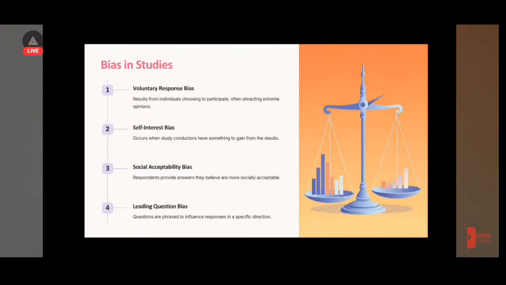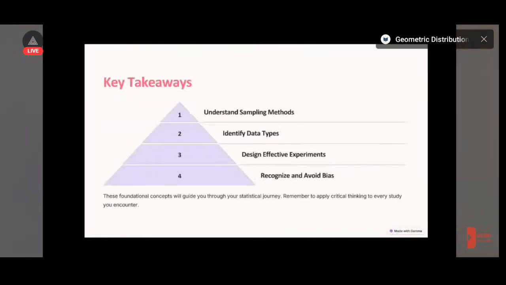And the last one is the leading question bias. Questions are phrased to influence responses in a specific direction. This is commonly used by security operatives to get information out of the respondent or the alleged criminal. So these are all biases in statistics.